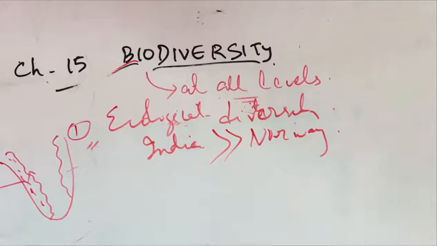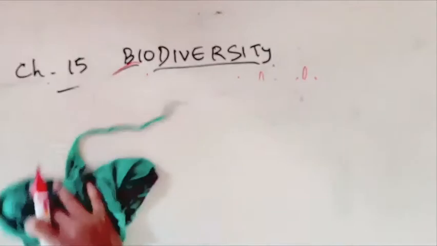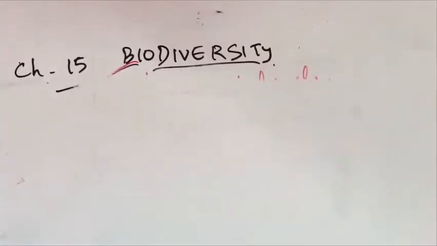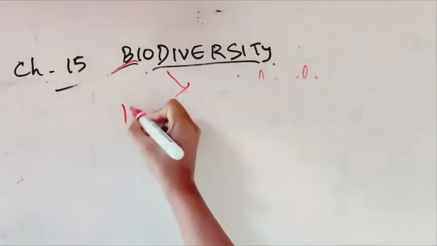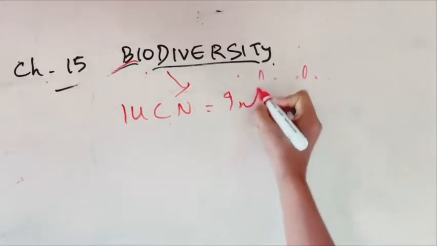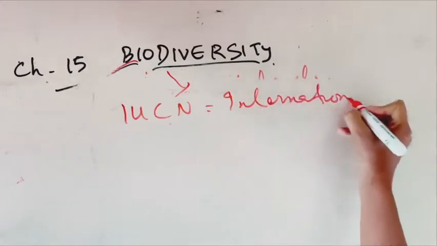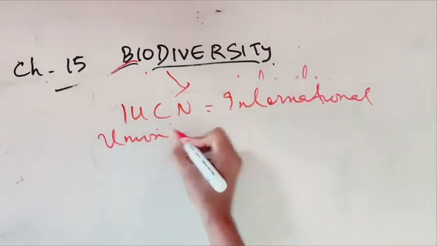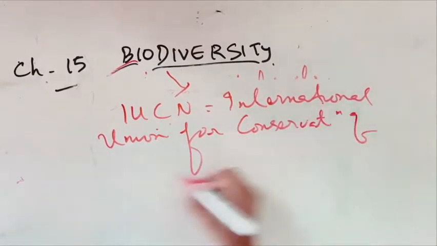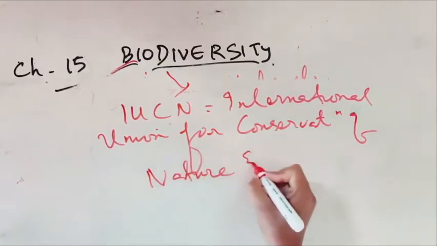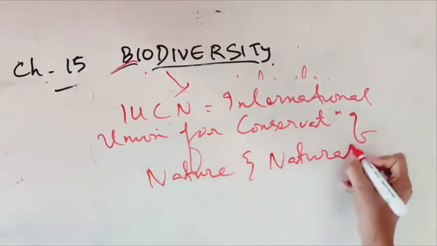So we have different types of diversity and it's much more than Norway. In this way we have different types of diversity at different levels. There are three levels, according to the IUCN, the International Union for Conservation of Nature and Natural Resources.